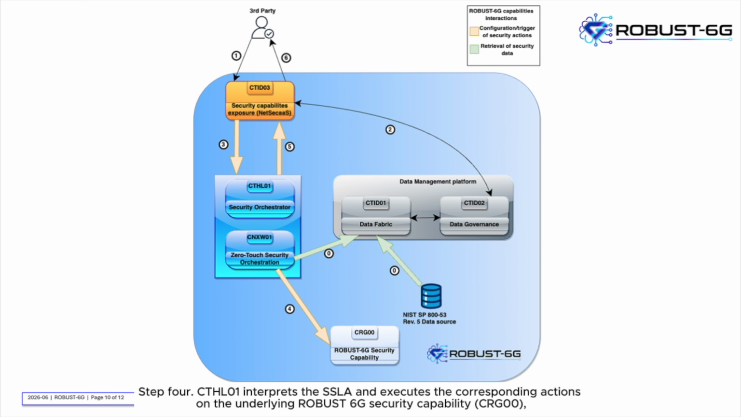Step 4. CTHL01 interprets the SSLA and executes the corresponding actions on the underlying robust 6G security capability, CRG00, coordinating with CNXW01, the zero-touch security orchestration plane, for any closed-loop activities.